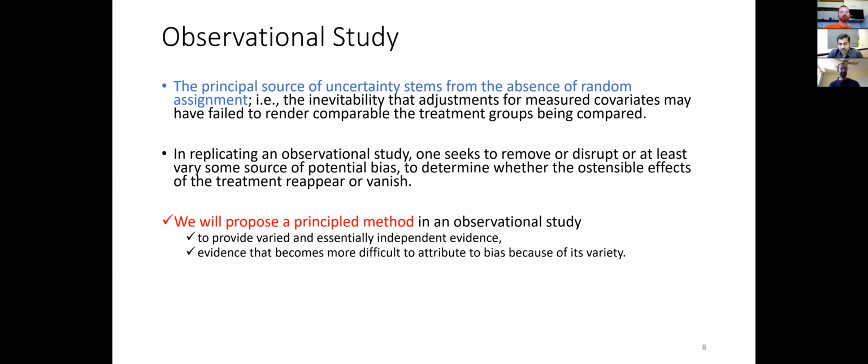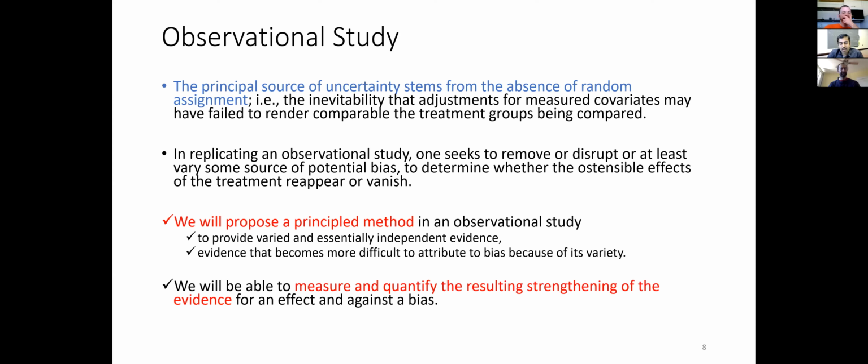So the plan of the rest of the talk is to propose a principled method by which, in a single observational study, we can provide varied and essentially independent evidence, evidence that becomes more difficult to attribute to bias because of its variety. And we also want to measure and quantify the resulting strengthening of the evidence for the effect and against the bias.